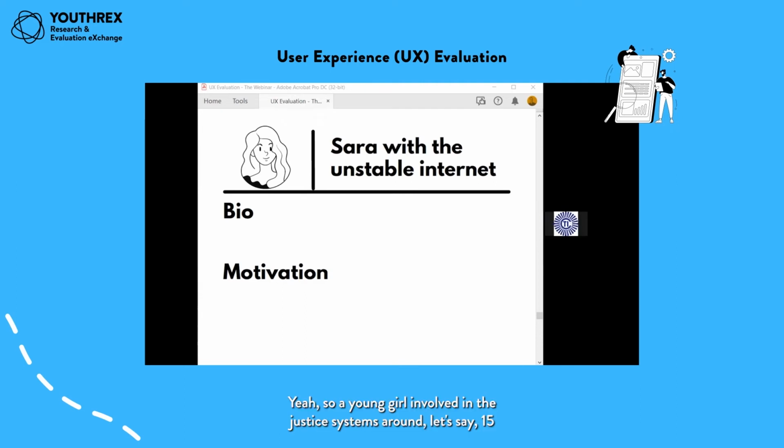Yeah. So a young girl involved in the justice system, around, let's say, 15, fake name Mary. And I think their motivation is to get rid of their youth record and work with their lawyer in the justice system to get the best outcome and deal with the consequences, if that makes sense.